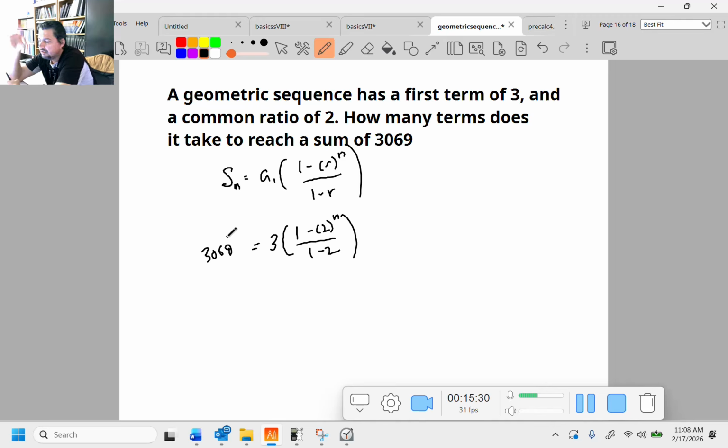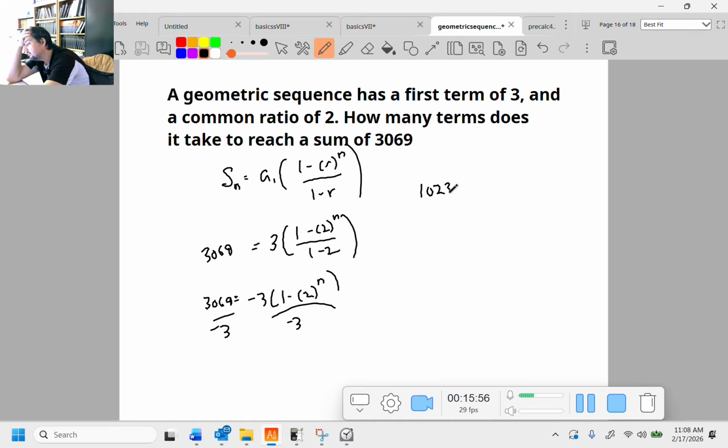So this is going to be done a lot like the last one was, okay? 1 minus 2 is negative 1. 3 divided by negative 1 is negative 3. Of course, you guys will create your own little rules here. I'm just going to divide it. Last time I did this, I did the distributive property. Here it's easier to divide by negative 3. And we'll get 1023 equals 1 minus 2 to the n.